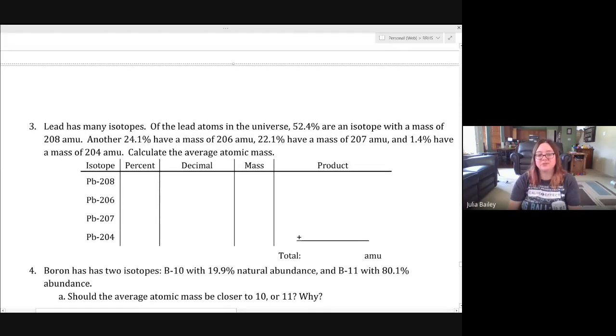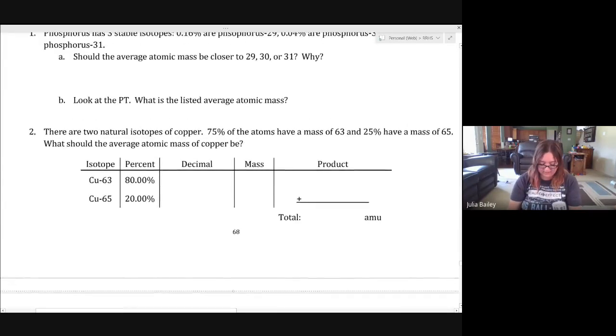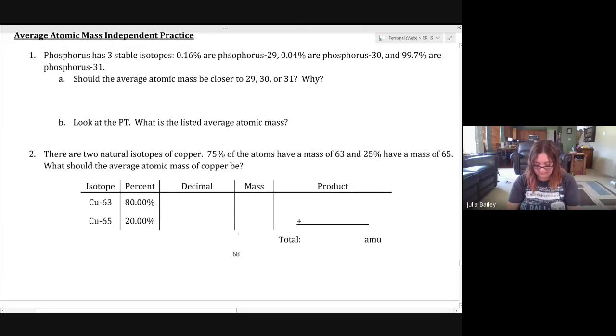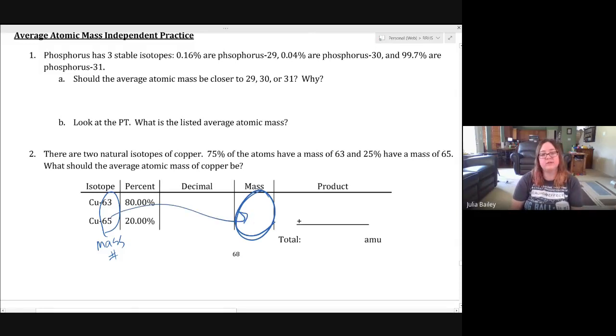Just want to make sure you know what you're doing. Again, remember when you're looking for a mass to go in this column, that is what these numbers on your isotope are. Those are your mass numbers. That should end up going in that chart over there. So just a little bit of help for you there. Yeah, that's average atomic mass. It's so easy.